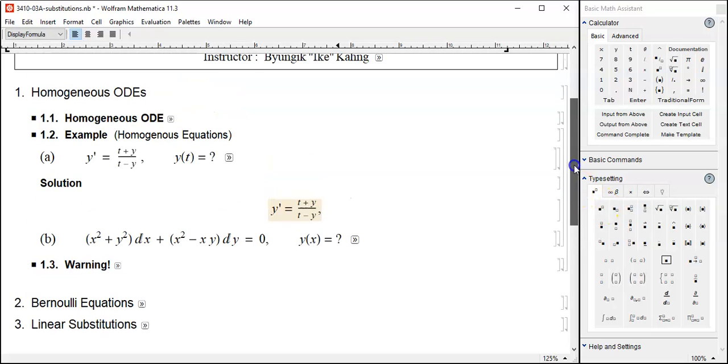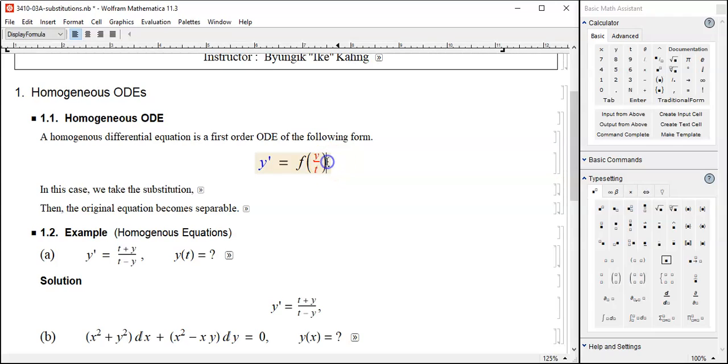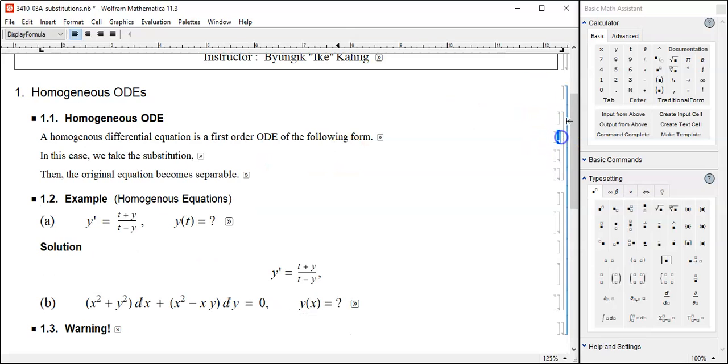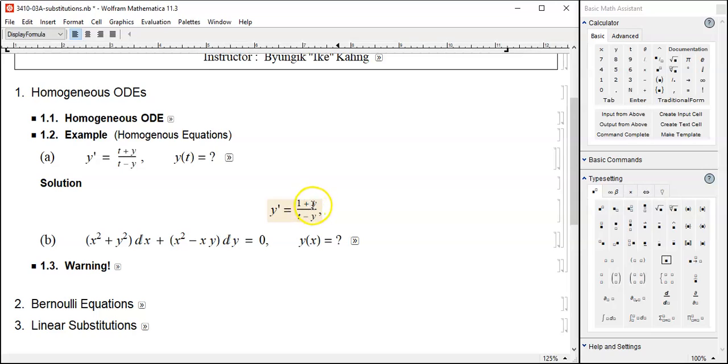But where are we headed? We are headed to this standard form, f of y over t. We need y over t. How do you get y over t here? Divide each term by t. Divide by t, that becomes 1. And then this one, divide by t. Divide by t, so it's 1. And this one, divide by t.